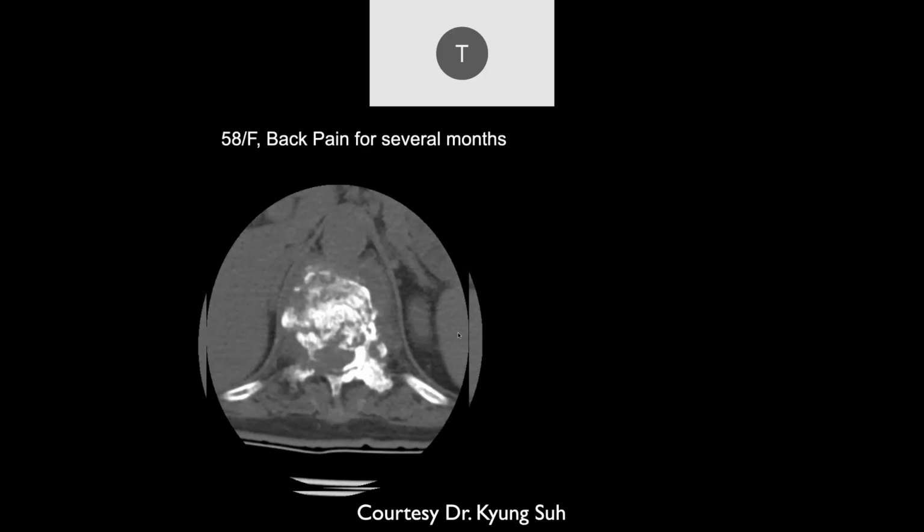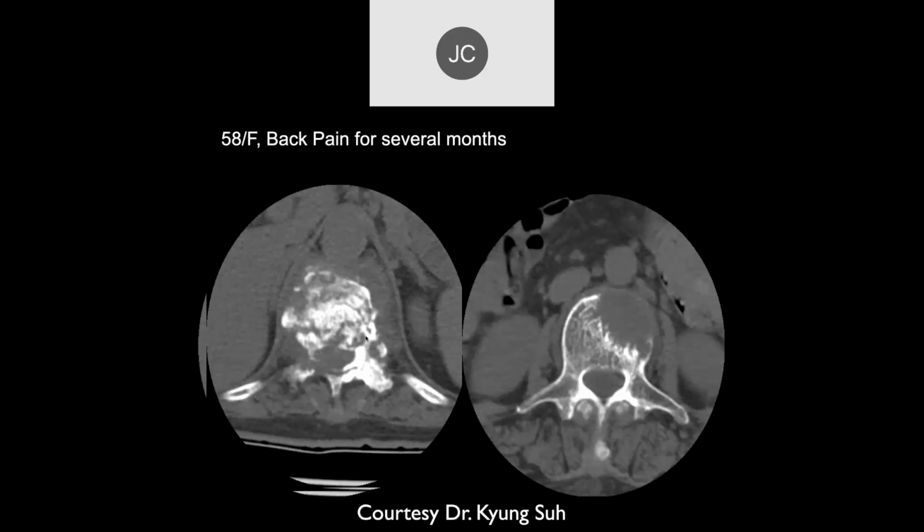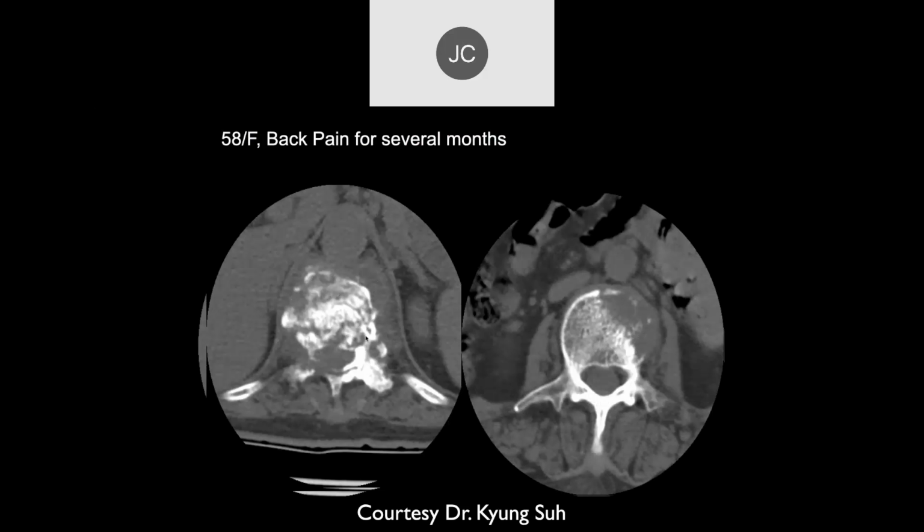Is this a contrast study? Or am I looking at... I don't think so. I think it's just a CT. Just a lot of destruction of these vertebral bodies on axial? Right. Maybe some perivertebral soft tissue mass. Large erosion there in the vertebral body.